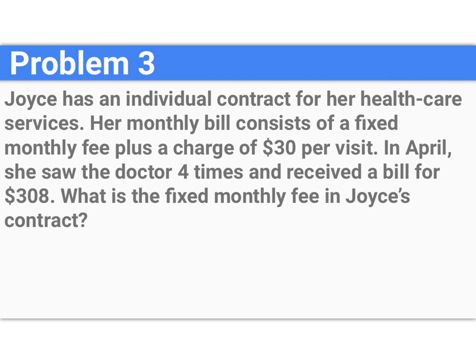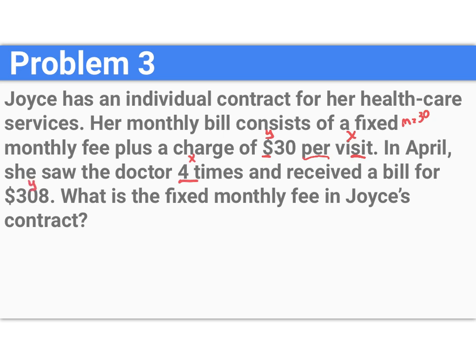So, that magic word per lets us know that we have a rate. So, dollars per visit. This is your y, this is your x. So that is your m. Your m is 30. She saw the doctor 4 times, which means she had 4 visits, which makes this an x. And she received a bill for $308. That makes this a y.